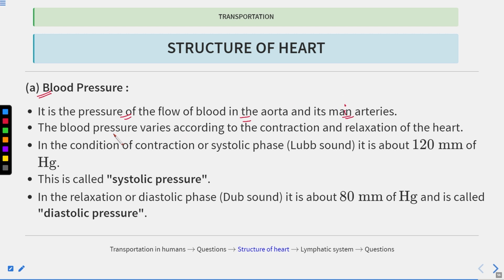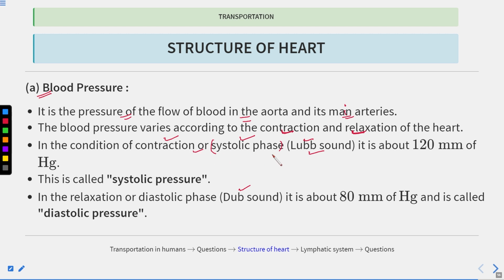The blood pressure varies according to the contraction as well as the relaxation of the heart. When the heart contracts and the next time relaxes, this also creates the sounds known as the lub sound and the dub sound. When the heart contracts, that is known as the systolic phase. The systolic phase means the contraction of the heart, and the sound produced during the contraction is known as the lub sound.